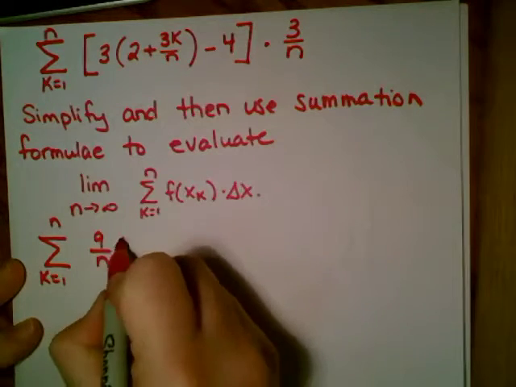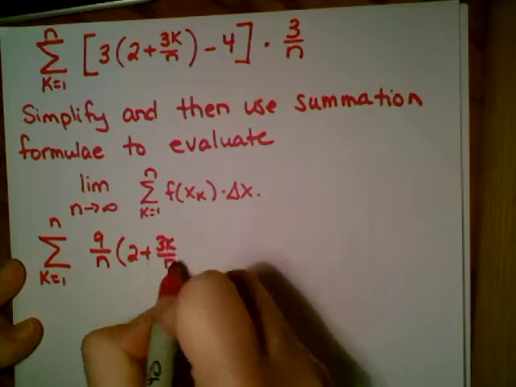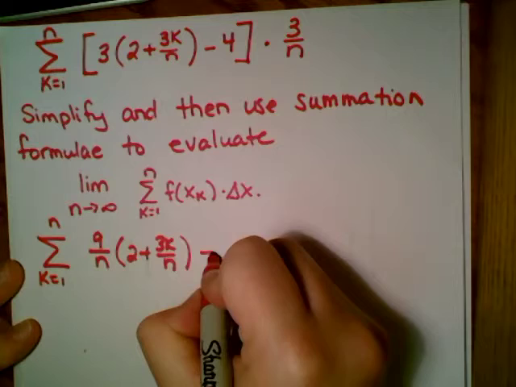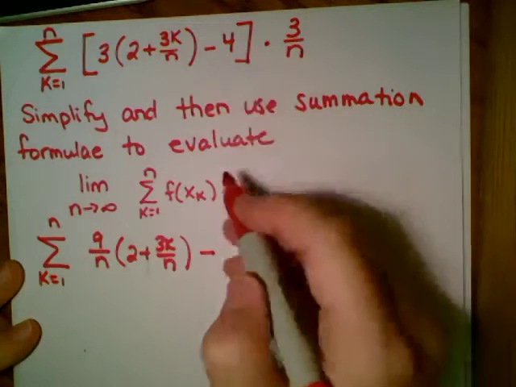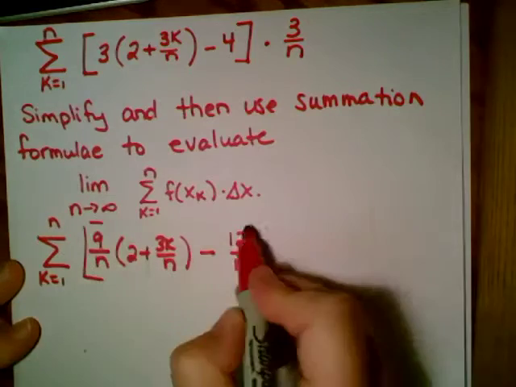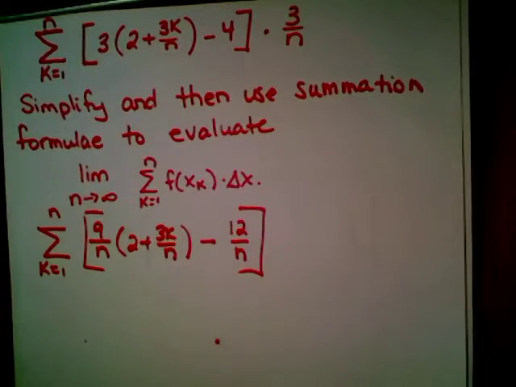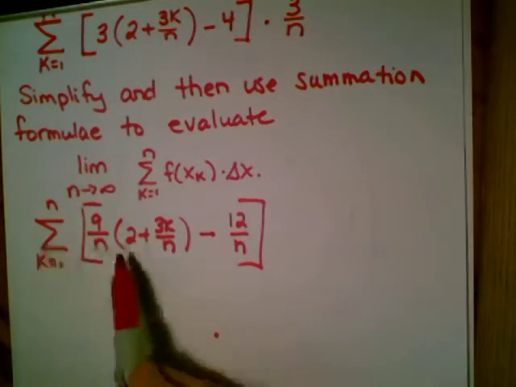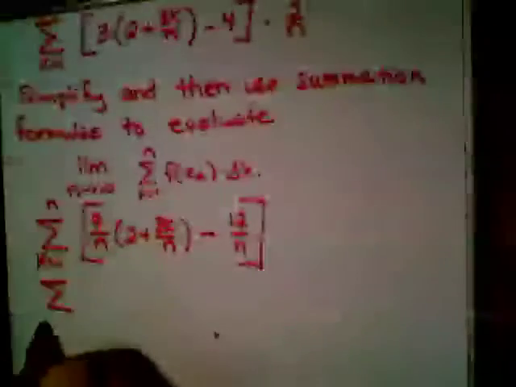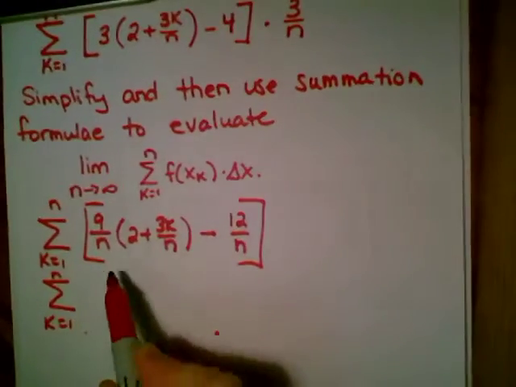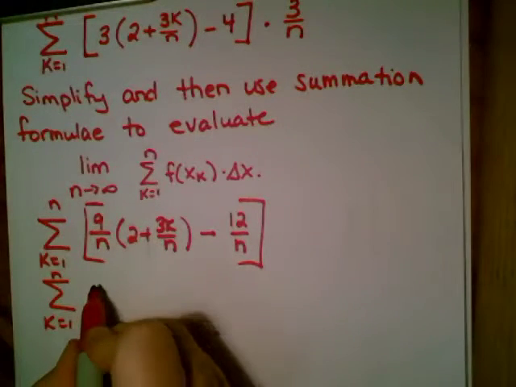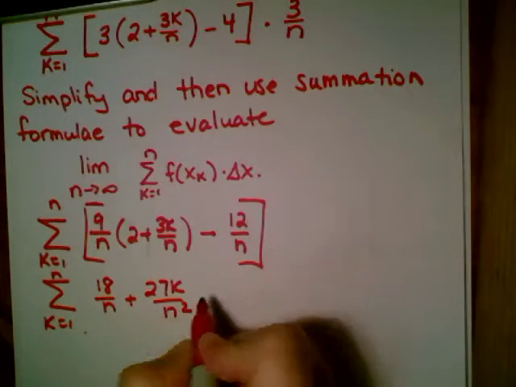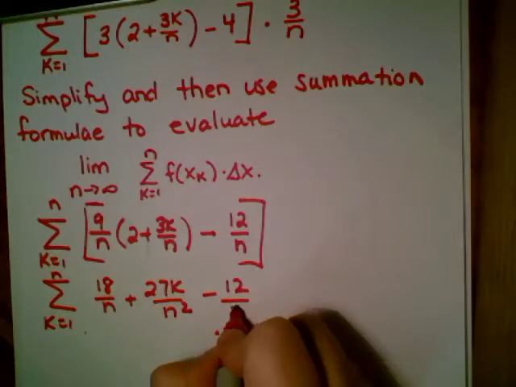That will give me 9 over n times 2 plus 3k over n. So that was 3 over n times the first term. And then we'll subtract 3 over n times 4. And that entire expression is still under the sum, we're taking the sum of that expression. Alright, let's simplify a little bit more. Let's distribute the 9 over n through the parentheses to get 18 over n plus 27k over n squared. And then we need to remember to subtract off 12 over n.